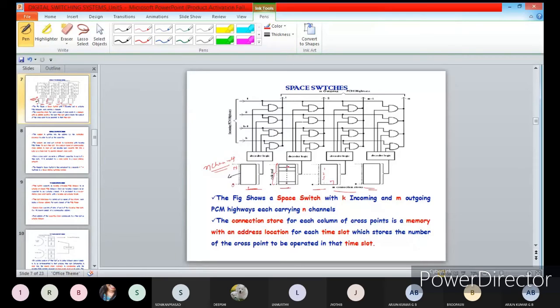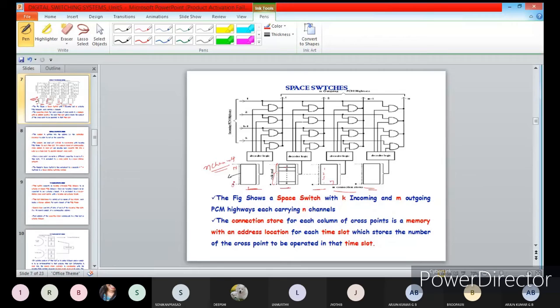Each connection store for each column of crosspoint is a memory with an address location. For each time slot, we store the number of the crosspoint to be operated in that particular time. The number of the crosspoint that we need to operate there should be stored in this connection store.